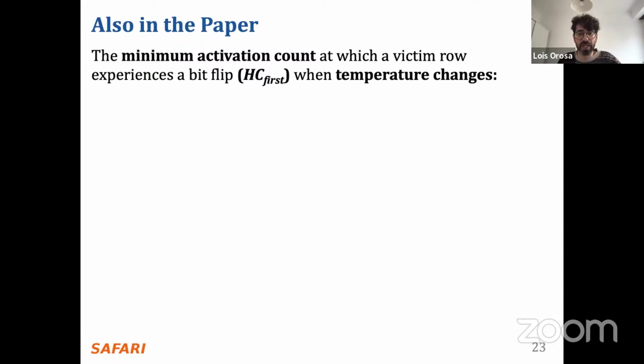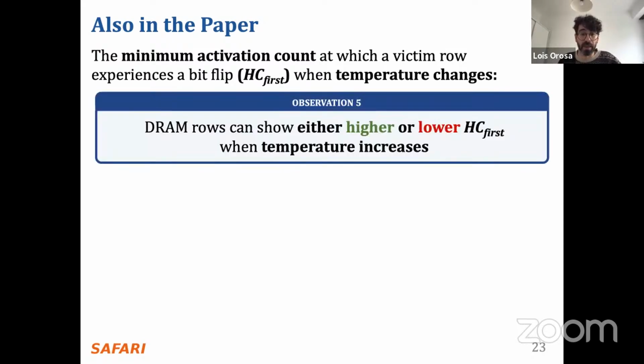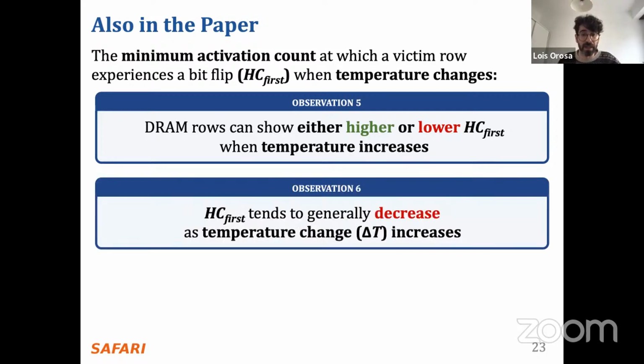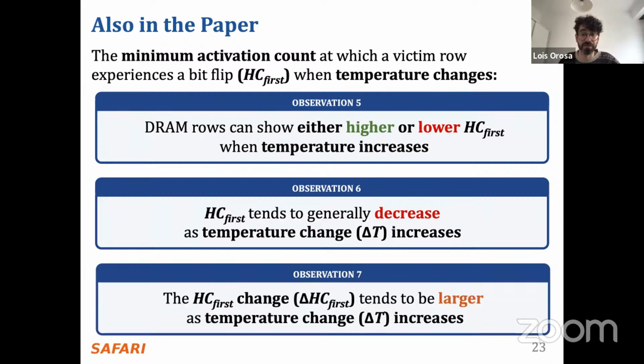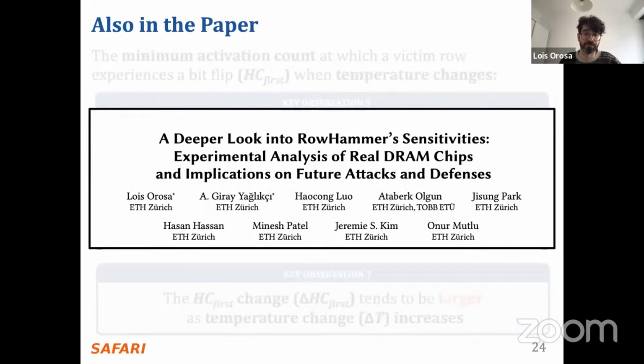In the paper, we also analyze the variation in HC first, the minimum activation count at which a victim row experiences a bit flip, and make 3 observations from this analysis. First, just like the bit error rate, DRAM rows can show either higher or lower HC first when temperature increases. And second, HC first tends to generally decrease as delta temperature increases. And third, delta HC first tends to be larger as delta temperature increases. We have more details in the full paper.